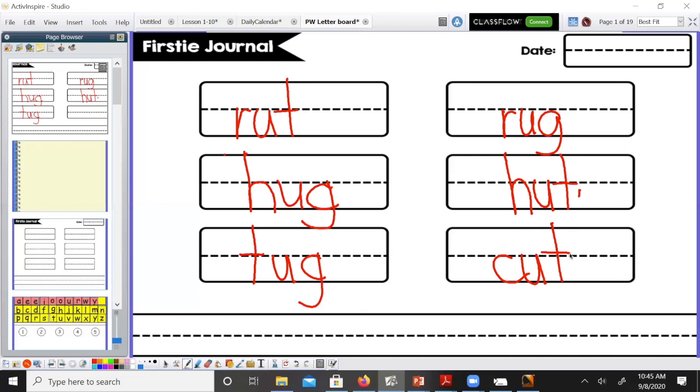The first sentence you're going to write is I see a nut. Go ahead and write that. I see a nut. You are going to erase just the bottom sentence, because we're going to use this sentence strip to write some new words. Leave the words on the top, just erase the sentence.